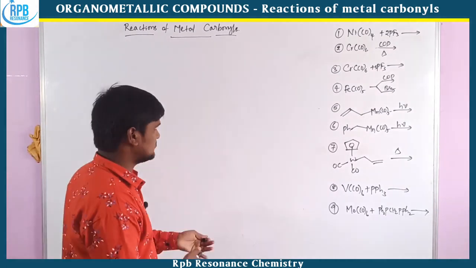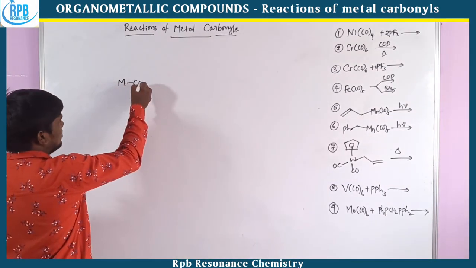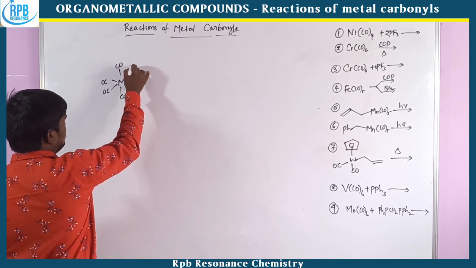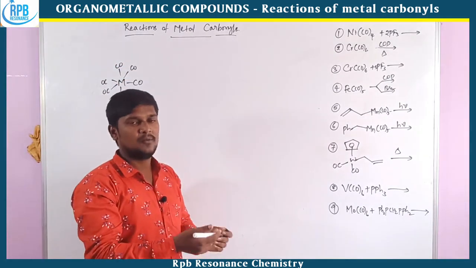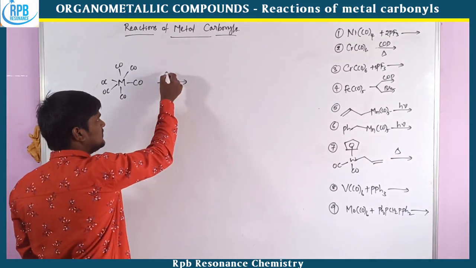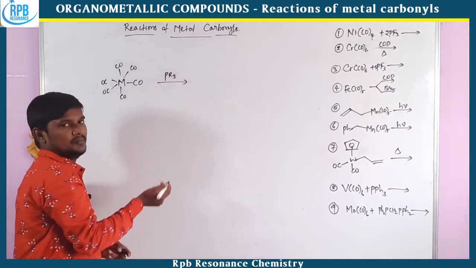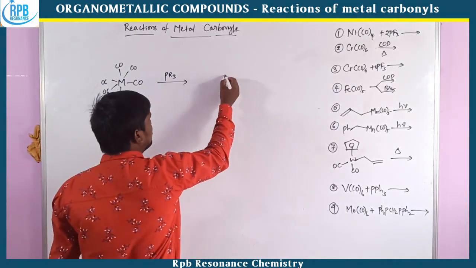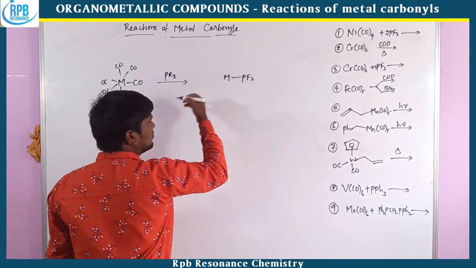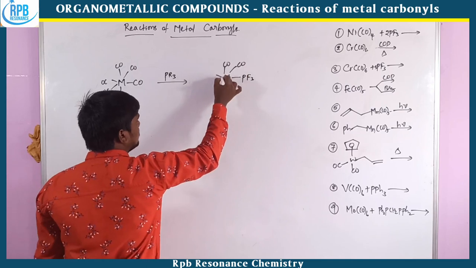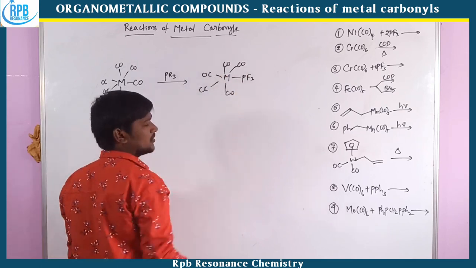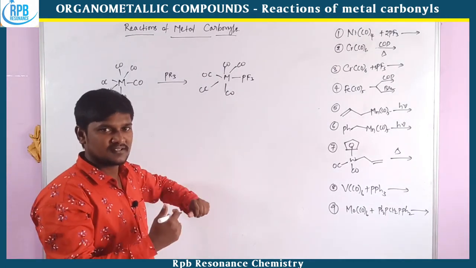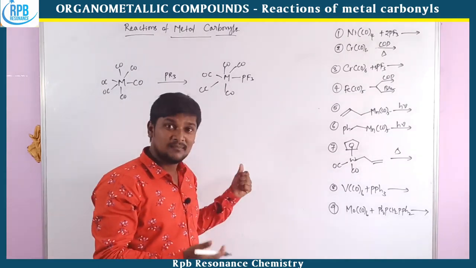Generally, this is the octahedral environment of a metal carbonyl. One or more of the carbonyl groups is substituted by an incoming ligand, whatever the ligand, either BF3, a phosphine, or an alkene. It substitutes one of the carbonyls and forms a new organometallic compound. So these are the simple reactions of metal carbonyls, and this is an example of substitution reactions.